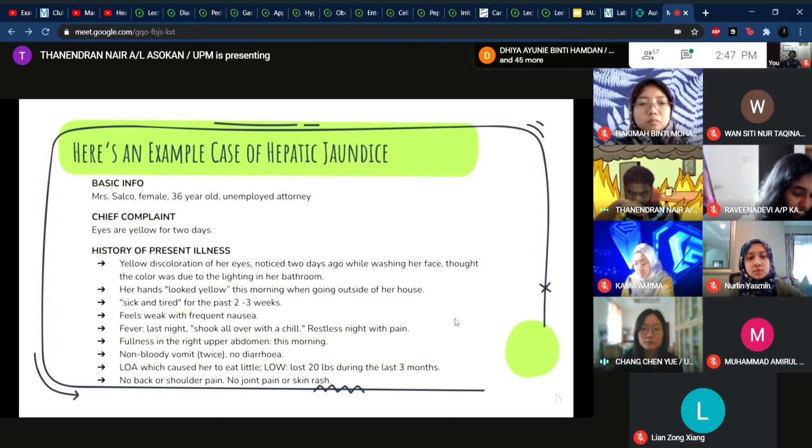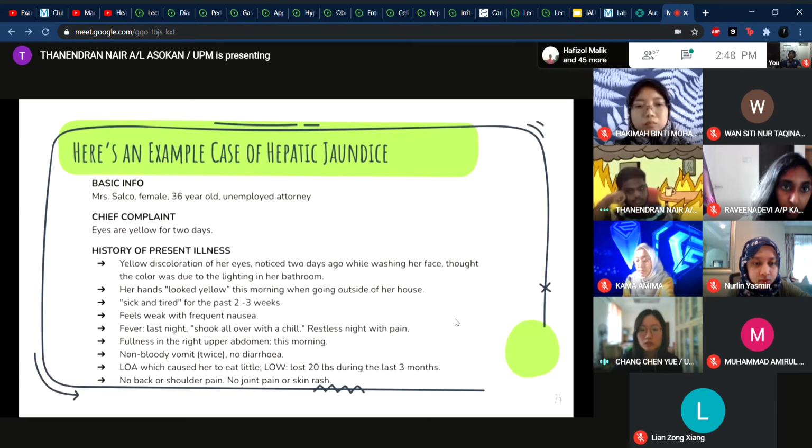And this morning she felt a fullness in the right upper abdomen. And in these few days, she has had non-bloody vomiting twice and no diarrhea. She also has loss of appetite, which caused her to eat a little, and loss of weight around 20 pounds during the last 3 months. She has no back or shoulder pain and no joint pain or skin rashes. Next.